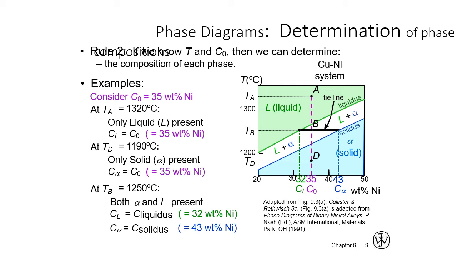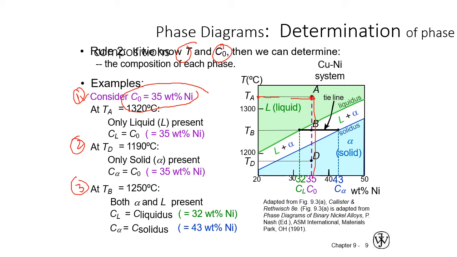Okay, now we are given a problem where you should determine the phase when you are given the temperature and the composition, right? In the first example, this is first, this is second, this is third. You are given the weight percent of nickel, which is 35%, at 1320 degrees centigrade. So basically, this is 1320 degrees centigrade, and this is 35%.